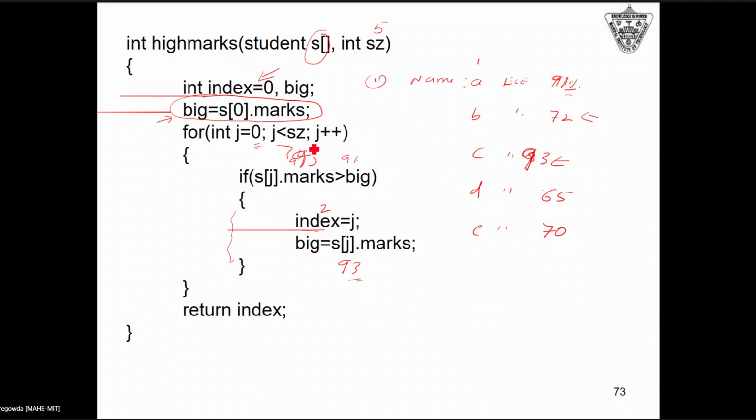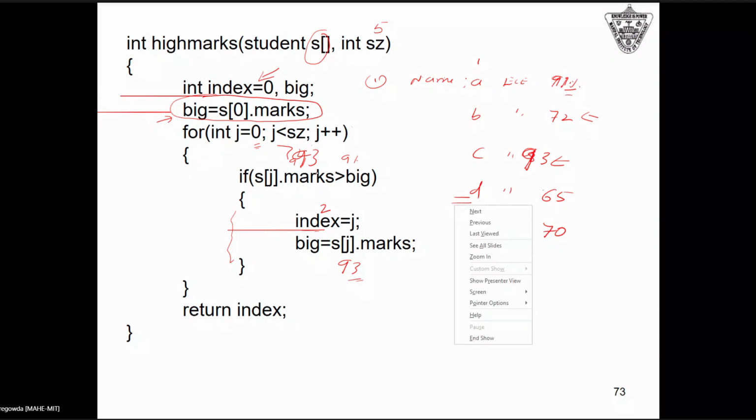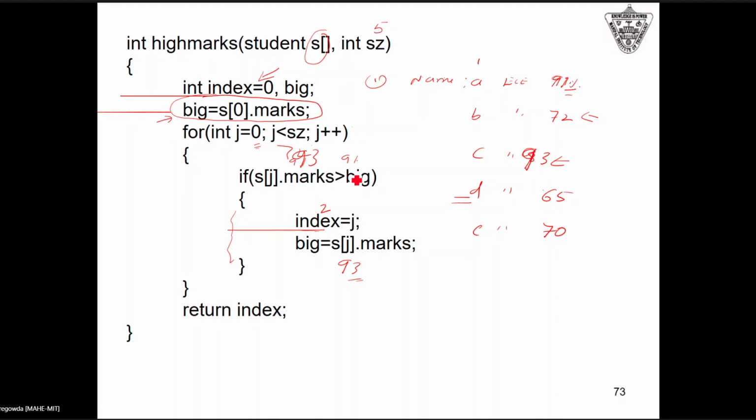Similarly, you are going to compare the fourth student marks here. So whether 65 is greater than big or 93 or not. Now the big value is 93, so the condition is evaluated as false. This if body will not be executed. Finally, you are going to the 70. Still, it is false. So now this condition is evaluated false for the 6th iteration, so you are coming out. You are going to return the index value here.